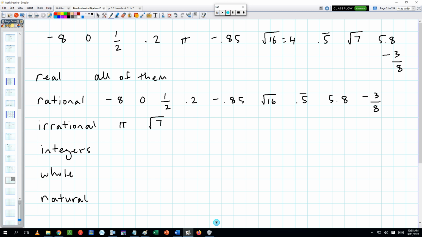Integers. Now some of these rational numbers are going to be integers. -8, 0, not the fraction, not the decimal, the square root of 16, because that's a 4, and that's it. Some of these integers are whole numbers. The 0 is, and the square root of 16 is. And some of these whole numbers are natural numbers. Well, actually only one, the square root of 16.